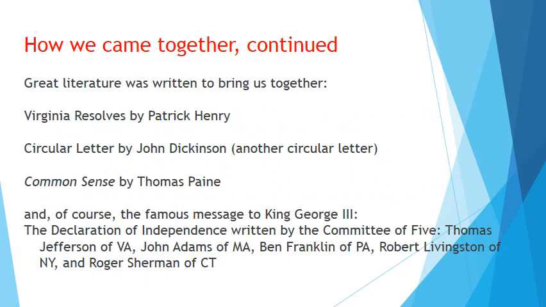So in addition to meetings and setting up organizations, great literature is written in response to what Great Britain, the Parliament, the government in England, is doing to the British colonial people, those people who are going to become the patriots, those people who are going to become Americans. And so we have letters like the Virginia Resolves written by Patrick Henry. We have the circular letter written by John Dickinson. It's another circular letter. We know Samuel Adams wrote one. Well, now we've got one by John Dickinson, so we'll look a little bit more into those. And then we have the bell ringing again.